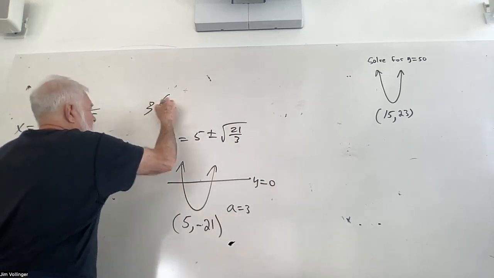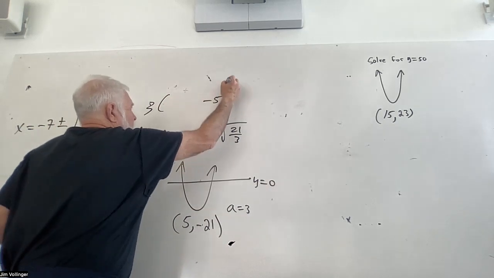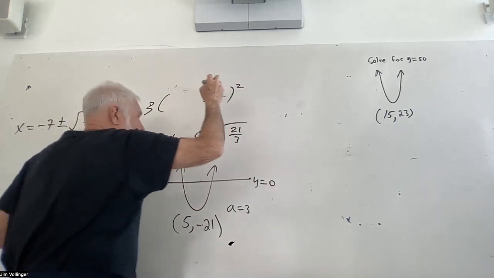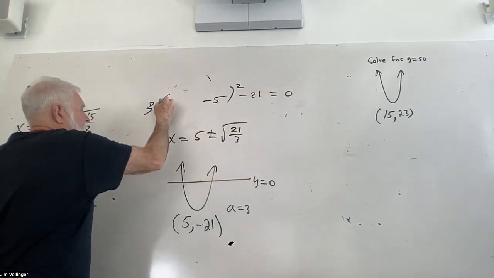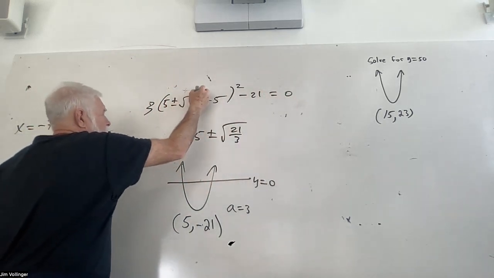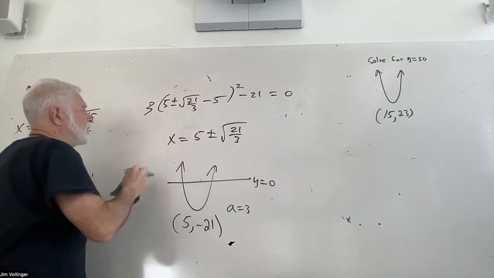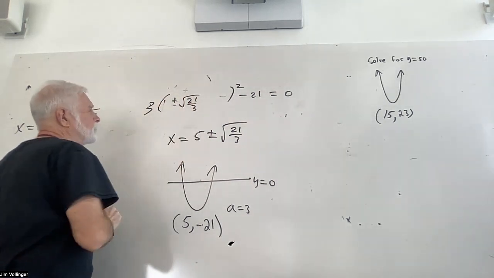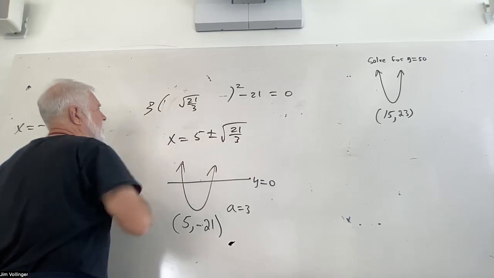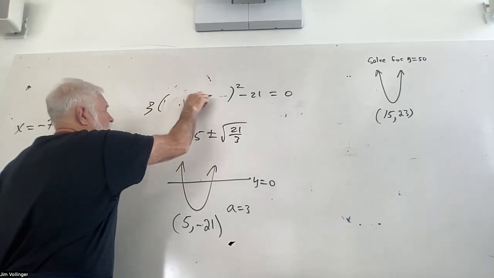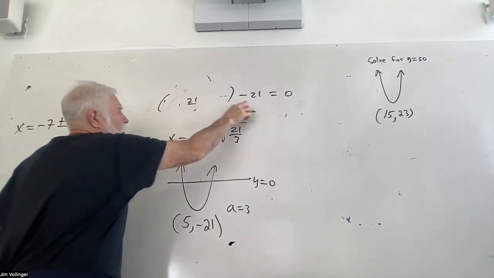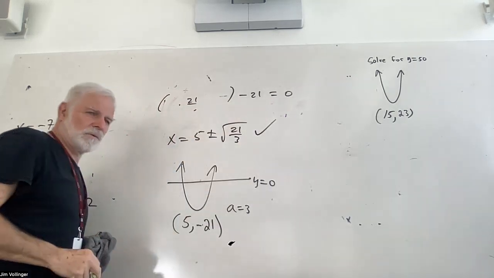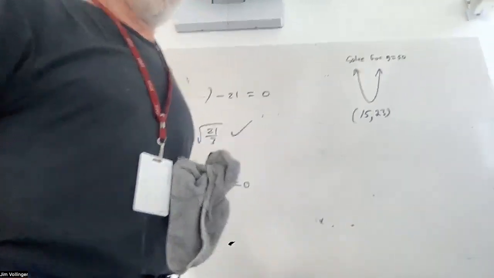So we have a 3, we got an x minus 5, we're squaring, and we're at minus 21. We're trying to hit 0. Let's see if you can see what's happening. 5 plus or minus the square root of 21 over 3. What happens to the 5s? Cancel. Squaring plus minus positive. Squaring gets what's inside. The 3's cancel. 21 minus 21 is 0. Those are the roots. All right, one more.